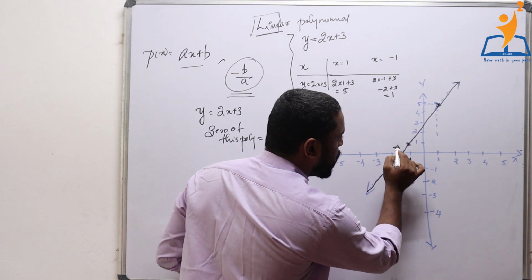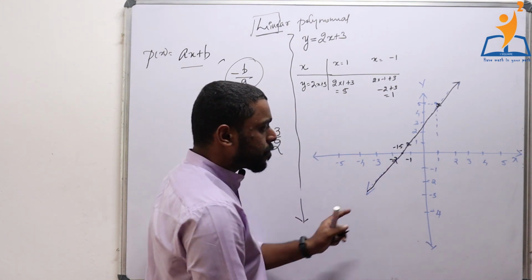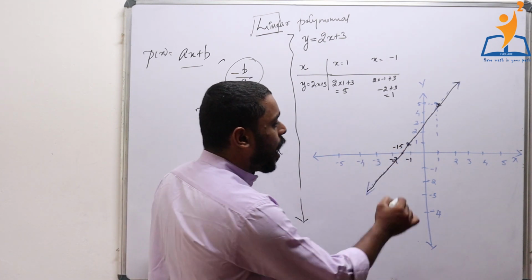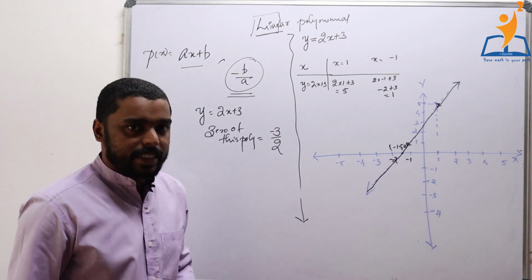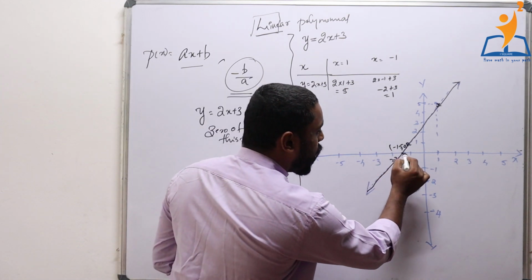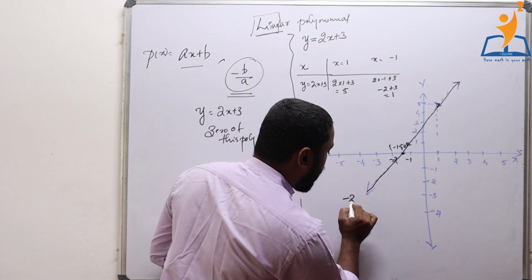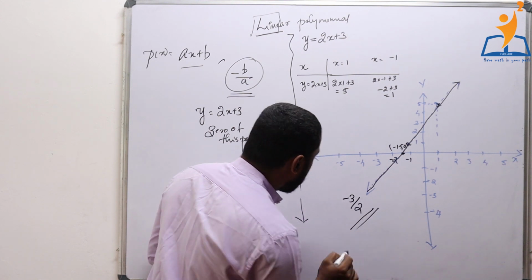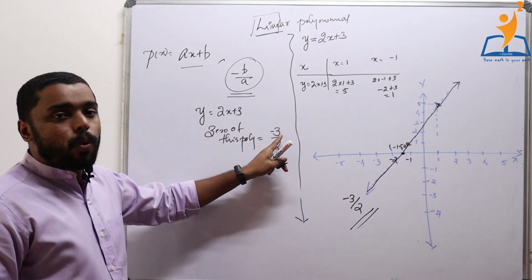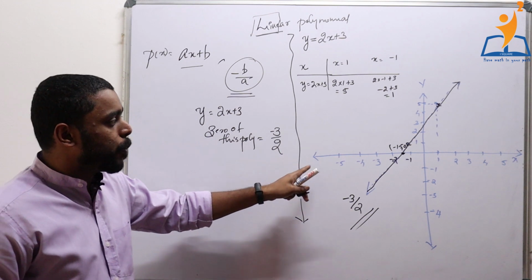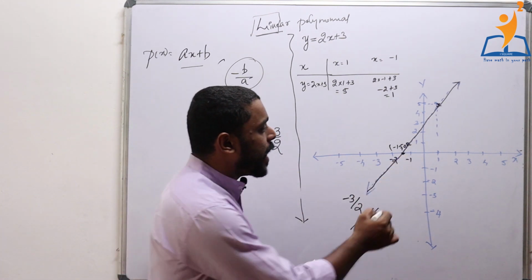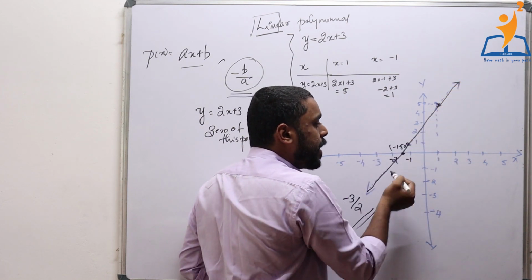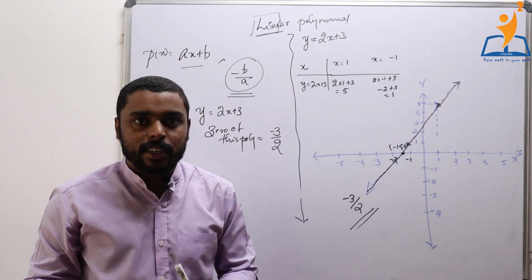So it will be minus 1.5, right? Minus 1.5, and the y coordinate is 0 since this point is on the x-axis. Now minus 1.5 is nothing but minus 3 by 2, right? See, minus 3 by 2 was our 0 of this polynomial. So minus 3 by 2 or minus 1.5 is obtained whenever this line crosses the x-axis.